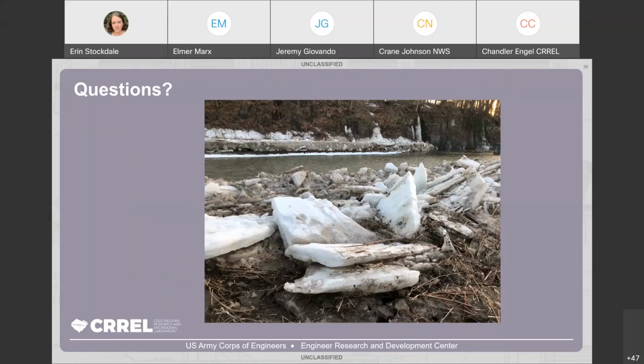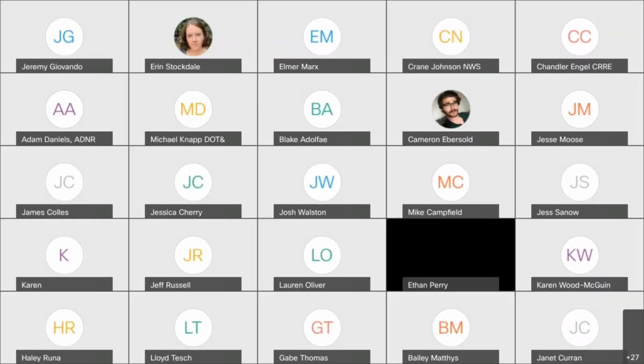That's all I have for this. Hopefully it's close. 15 minutes is not a lot to talk about ice erosion, but probably close to that.